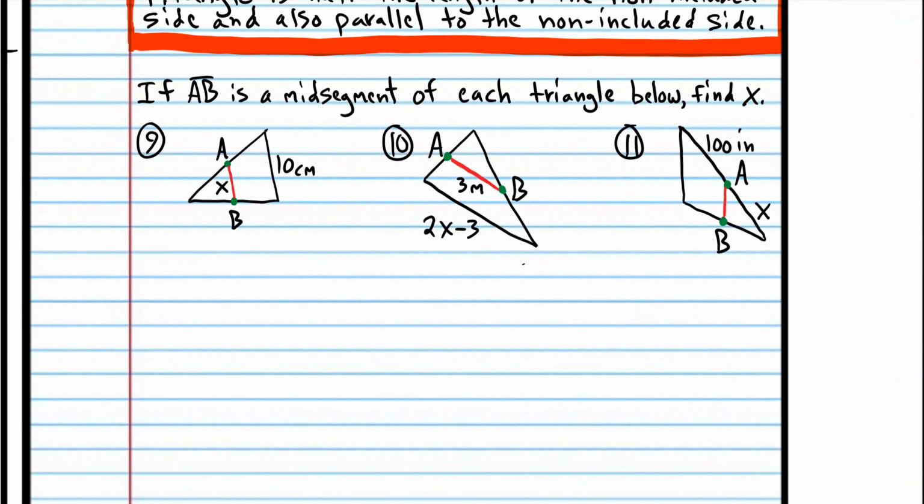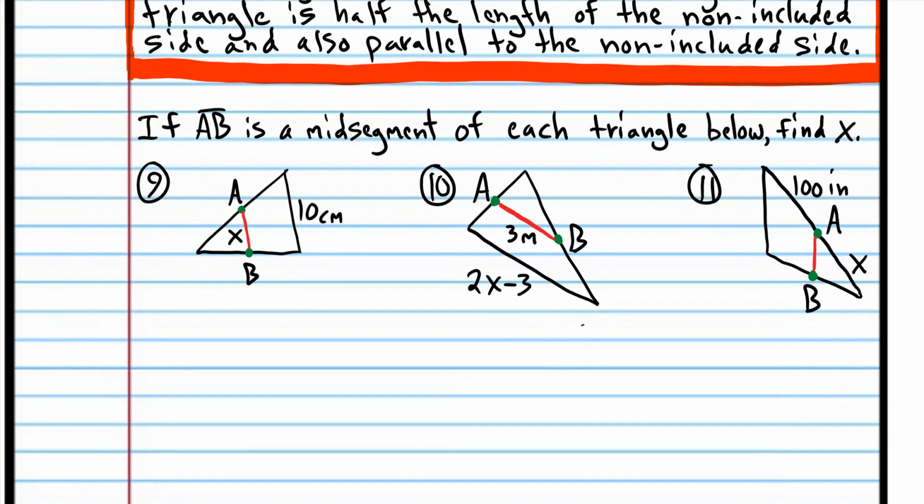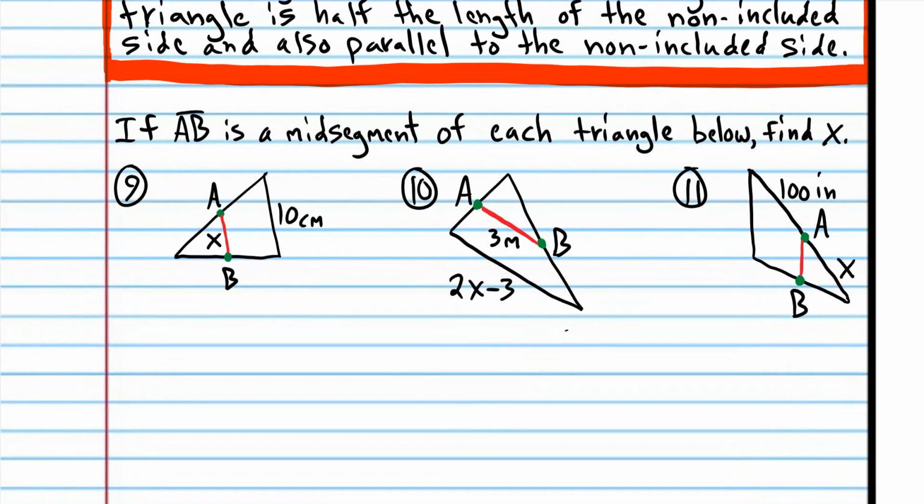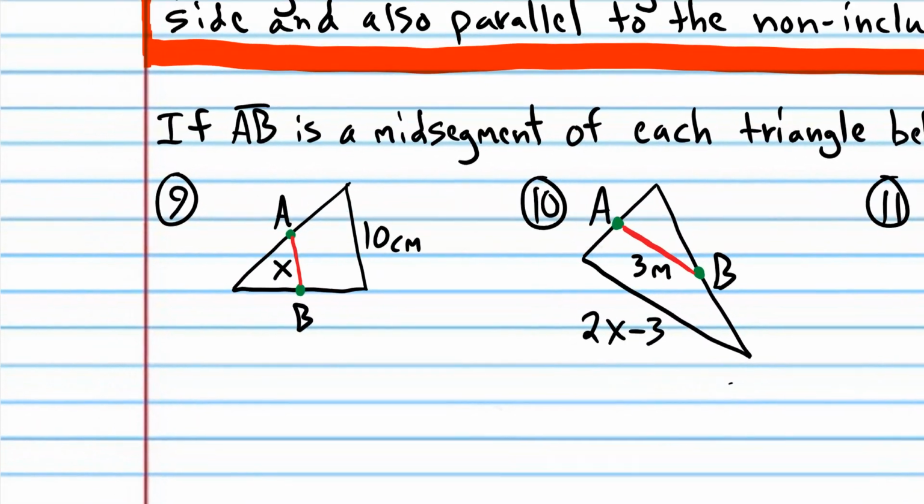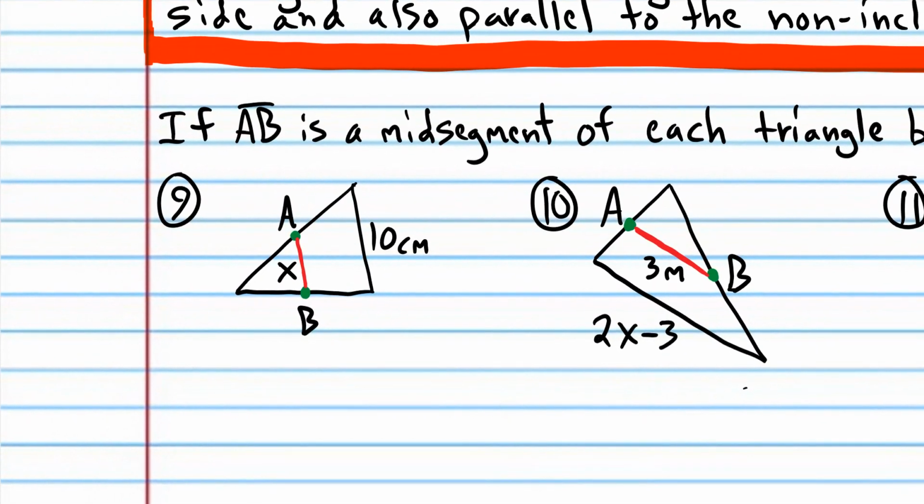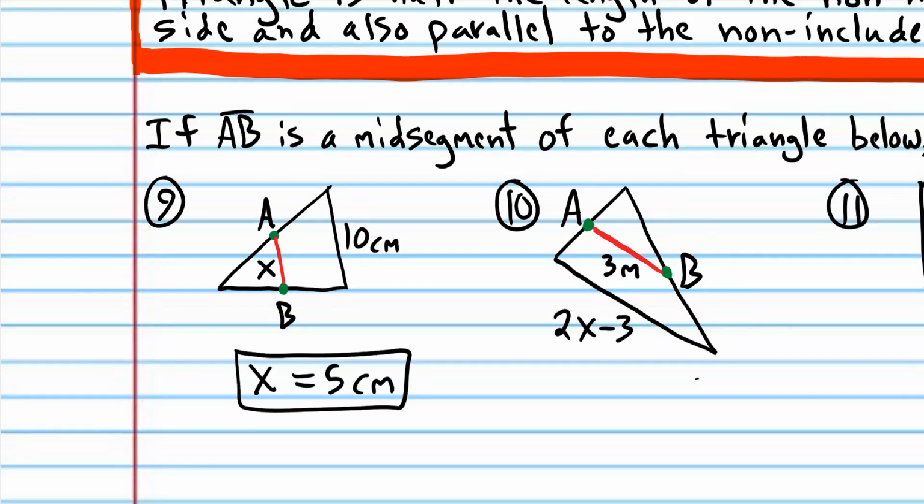And now we're just going to do some basic problems to make sure that you understand exactly what the midsegment theorem is saying. It says if AB is a midsegment of each triangle below, find x. So we know that AB is a midsegment. So the midsegment theorem tells us that if AB is a midsegment, it must be half the length of the non-included side. So the length of x must be equal to 5 centimeters. So as you can see, that's pretty easy. There's no tricks there.